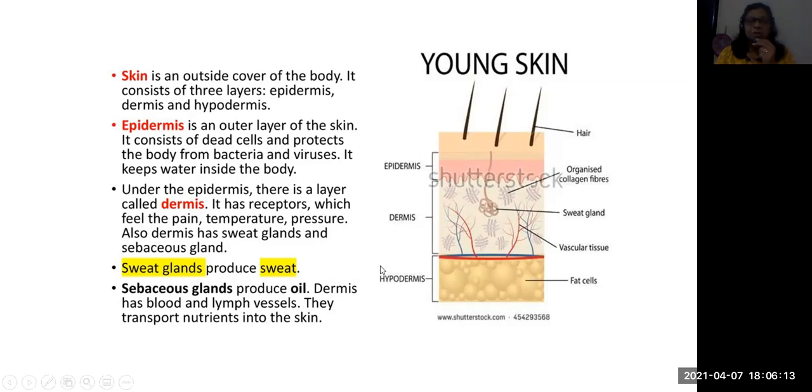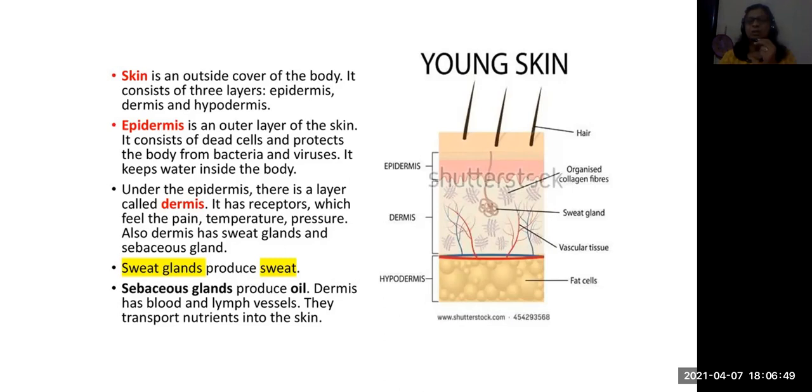Okay, now come to the epidermis, which is the outer layer of the skin. It consists of mostly dead cells. And its importance is what? To protect the body from bacteria and viruses. Whenever we get any injuries, the skin will get ruptured, isn't it? And after that, it forms new cells, so that a new layer will form. That is the way of protecting the internal body parts. And it keeps water inside the body.